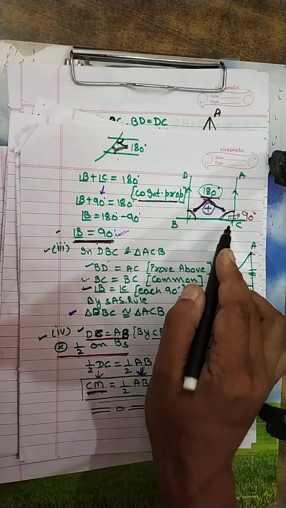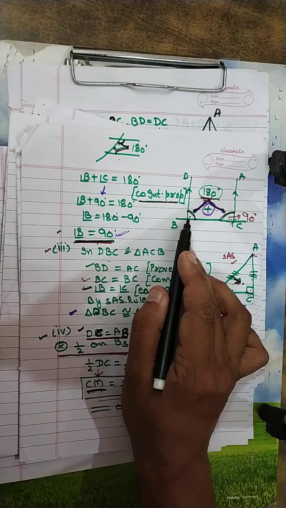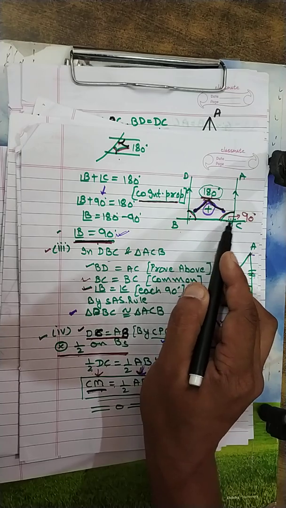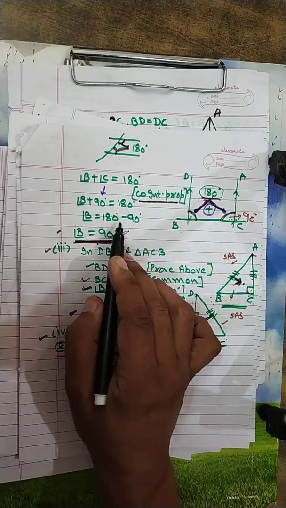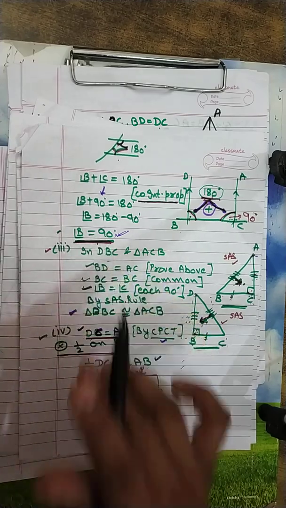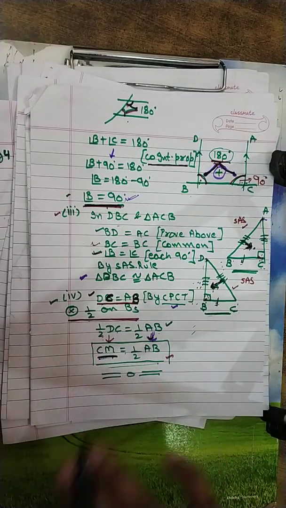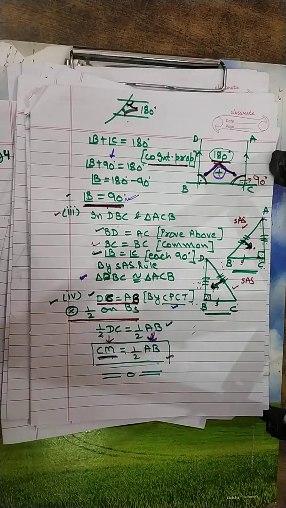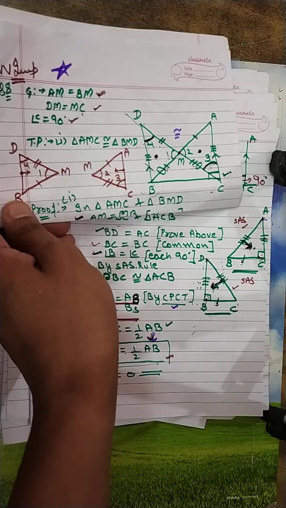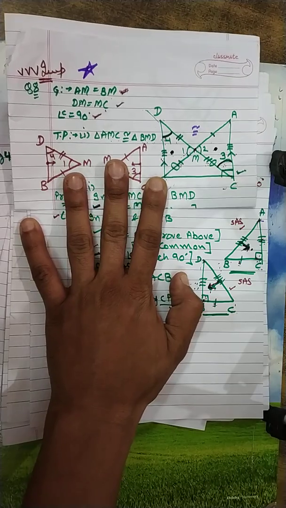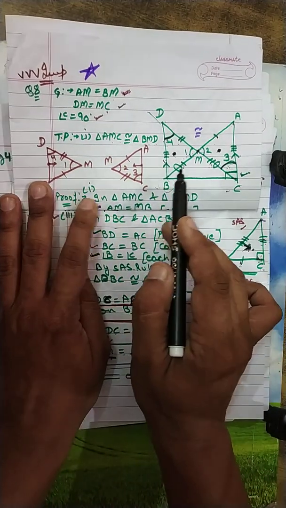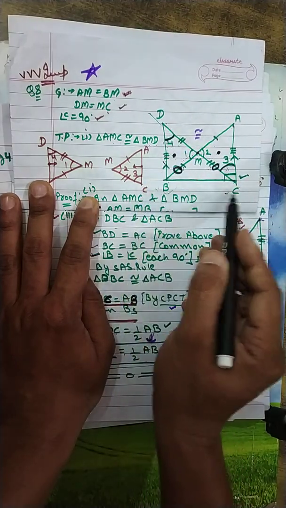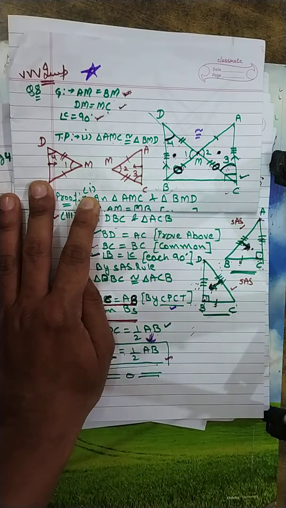Now DB is parallel to AC and BC is a transversal. Therefore, angle B plus angle C is 180 degrees by co-interior property. Angle C is given as 90 degrees already. So after subtracting 90 degrees from 180 degrees, you get angle B equals 90 degrees. Now, in the next part, we have to prove that triangles DBC and ABC are congruent.